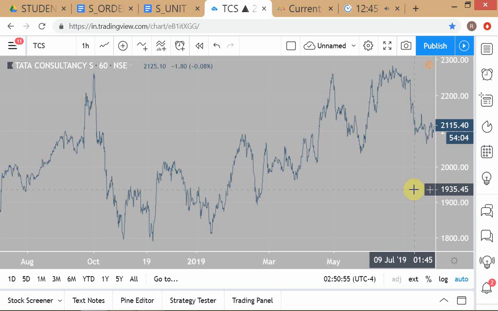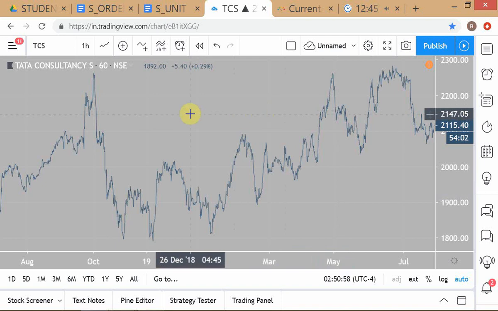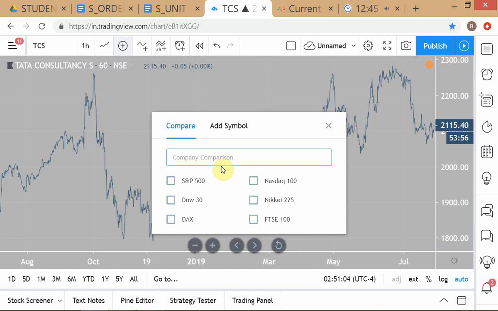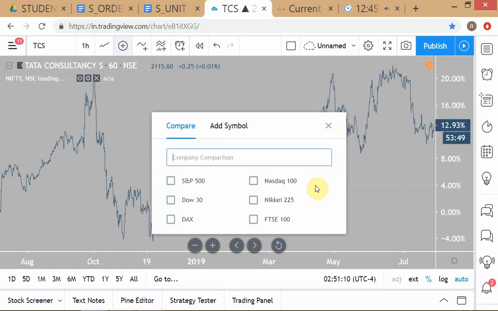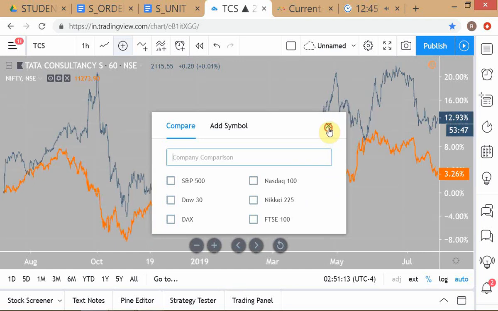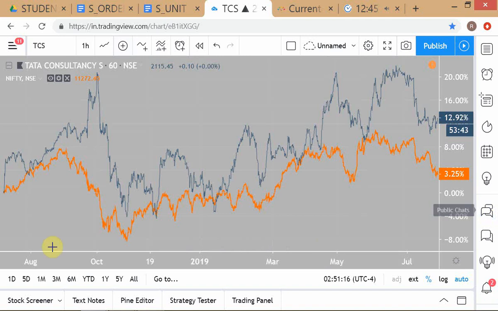At least one variable for at least 2 periods of time, and ideally multiple. Now, why did I say at least one variable? Because if I go to compare or add symbol and say I want to compare the movement of TCS to the movement of the Nifty 50, you can see over this period the Nifty 50 is maybe plus 3.25, and TCS is plus 12.95%. This is clear? So we are comparing the two. We are trying to see how TCS has performed relative to the broader stock market. The Nifty 50 is being taken as an index of the broader stock market.